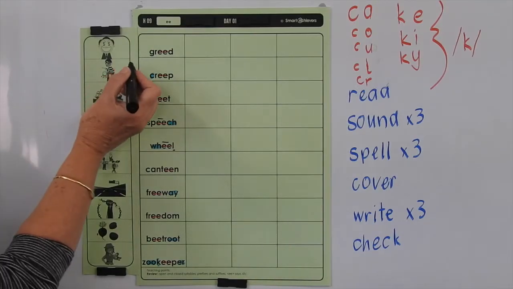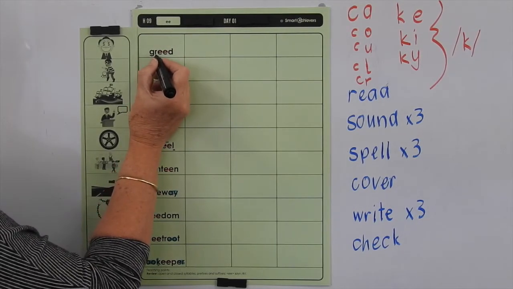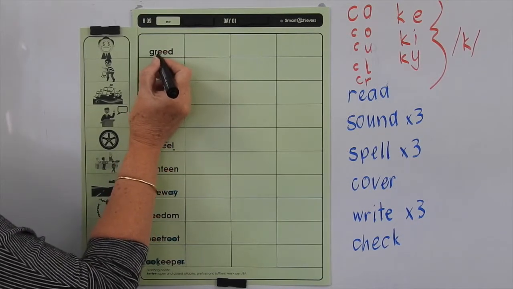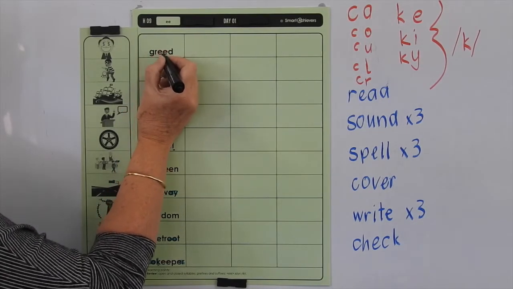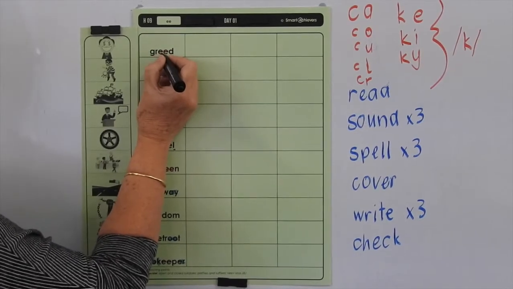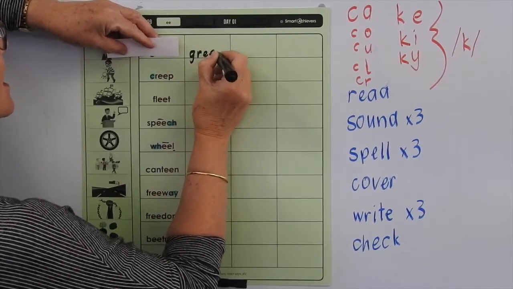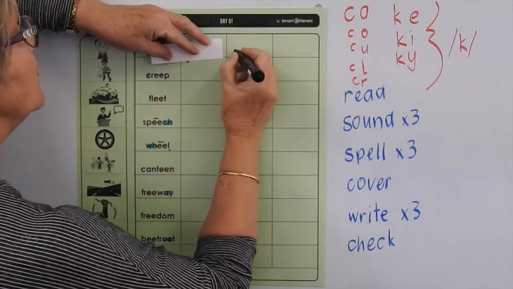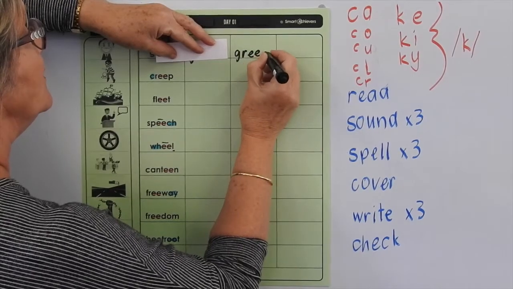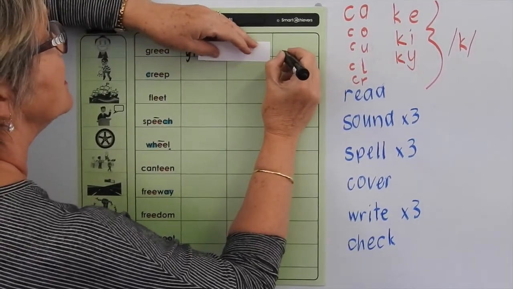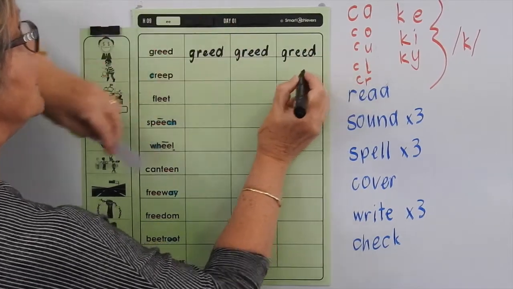So we've got greed. G-R-E-E-D. Cover it and then write it. Now I don't mind if you say that E sound by saying EE, or if you say double E, it doesn't matter. It's whatever rolls off your tongue the easiest.